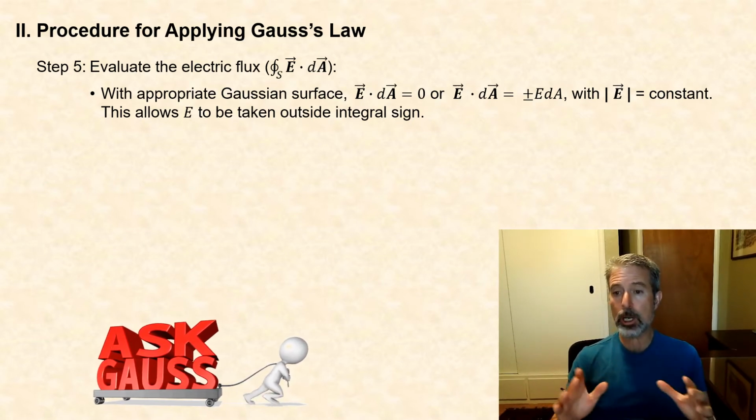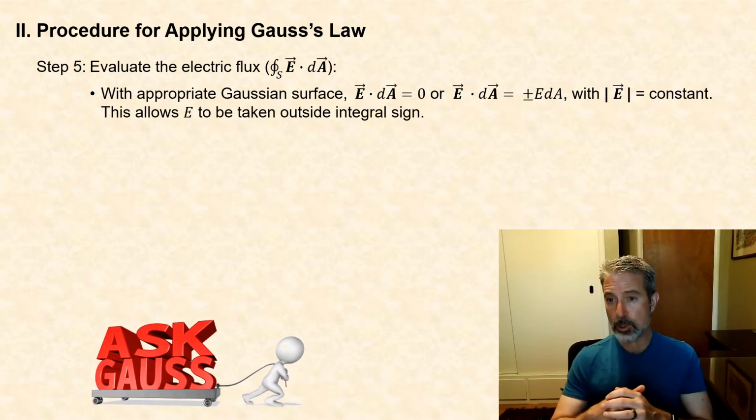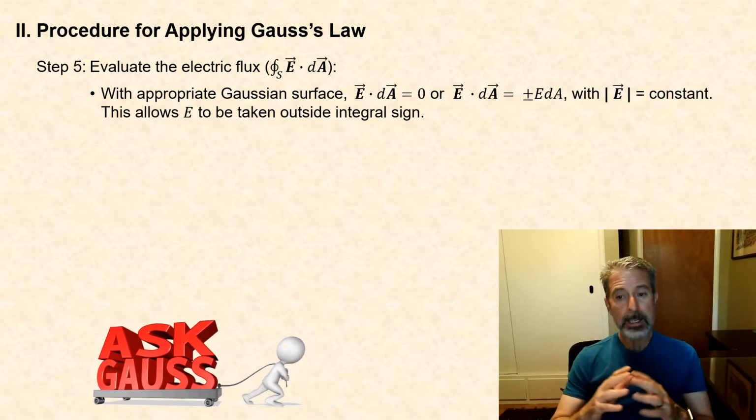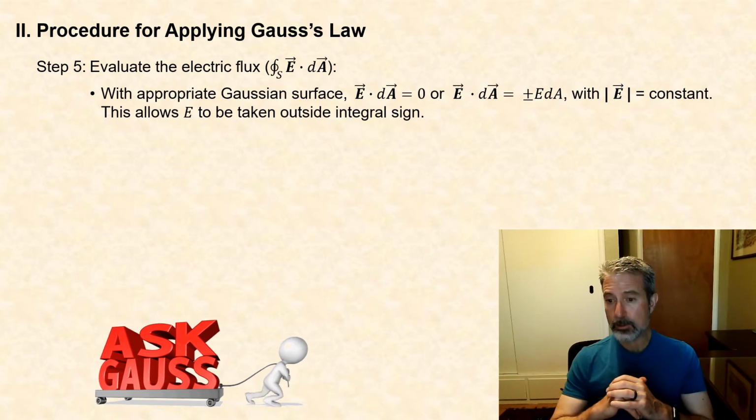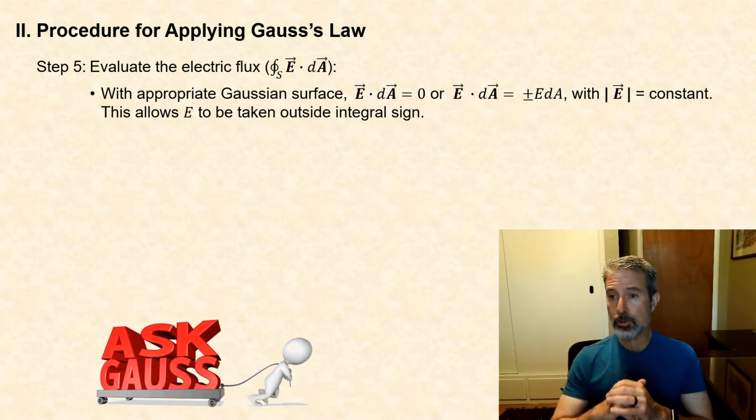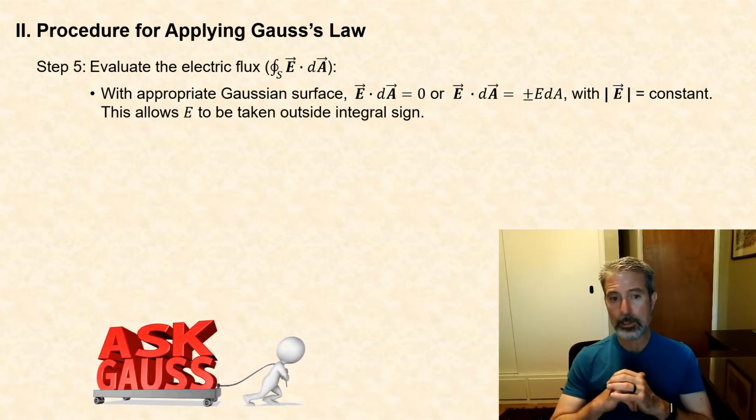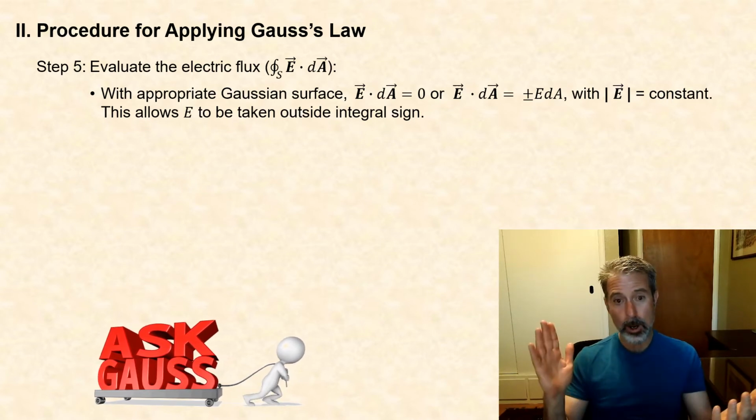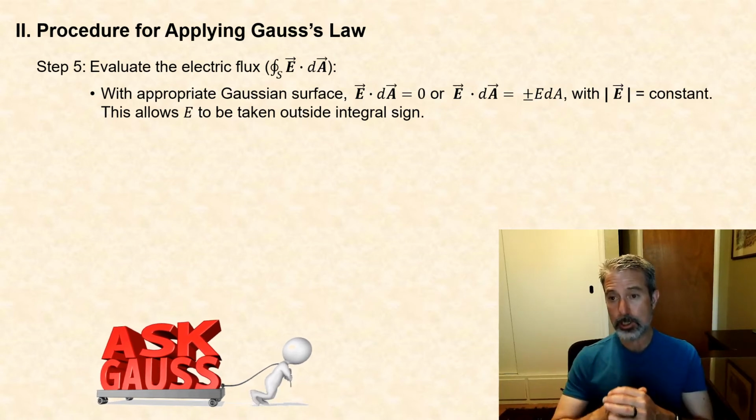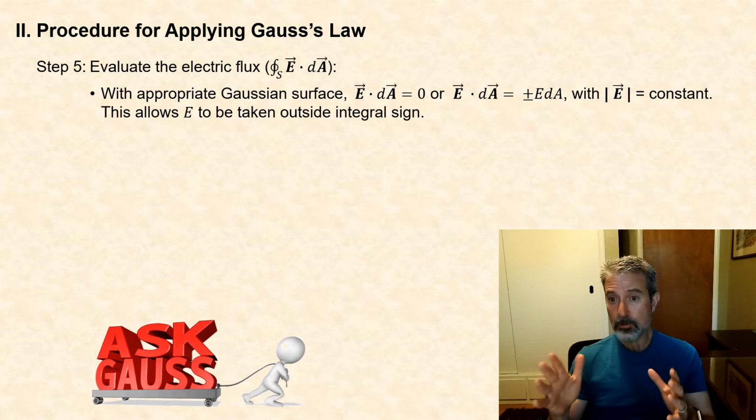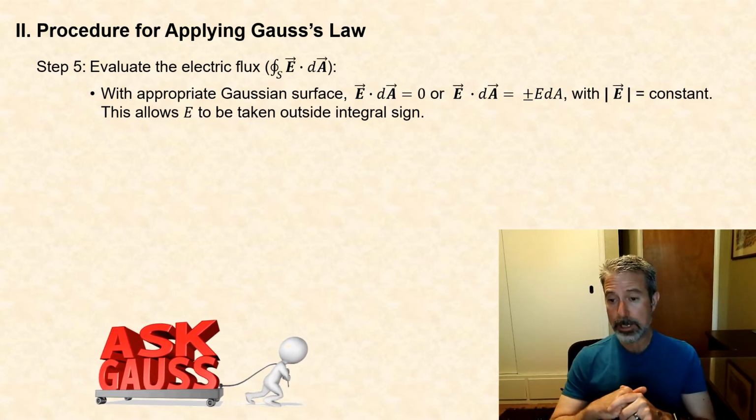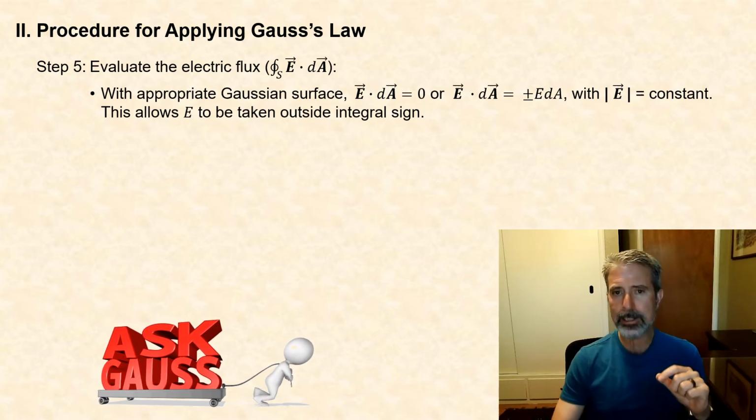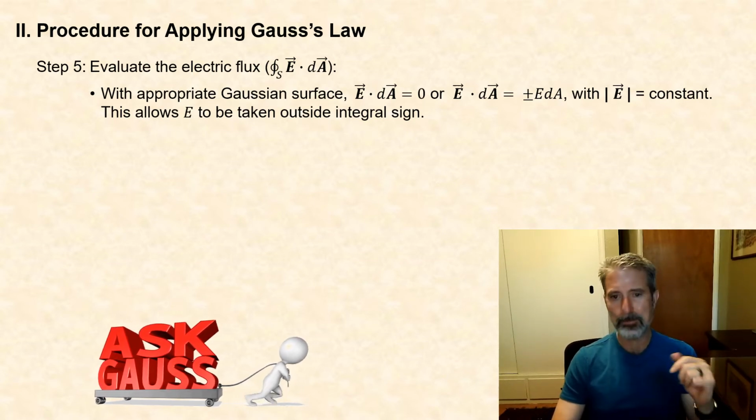Because you're going to be taking the cosine of 180 degrees rather than the cosine of 0. And the magnitude of that electric field for that portion of the surface must be constant. Those are the only possibilities. And because of that, either the flux is 0, in which case evaluating that integral is easy, or the second possibility, if the flux is equal to plus or minus E dA with the magnitude of E being constant, you'll be able to take the electric field outside of the integral sign.